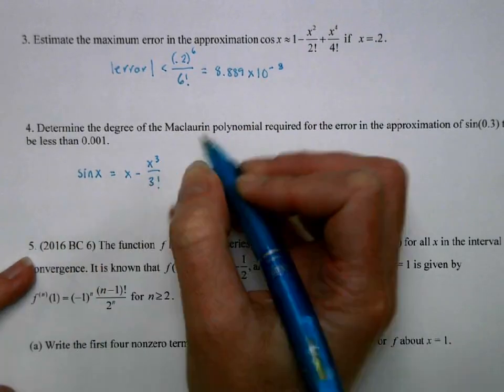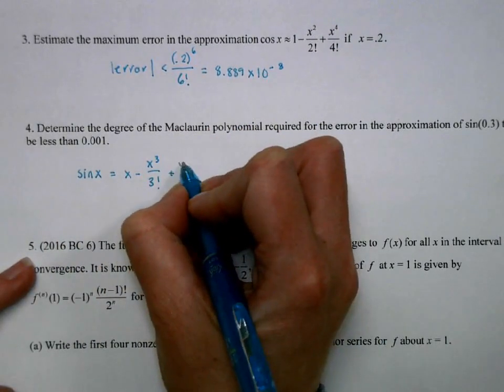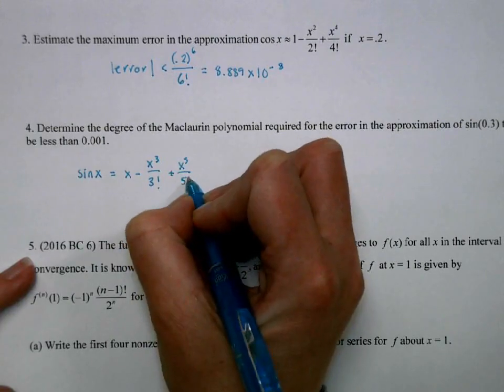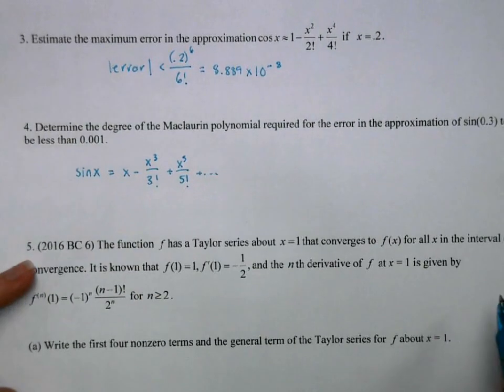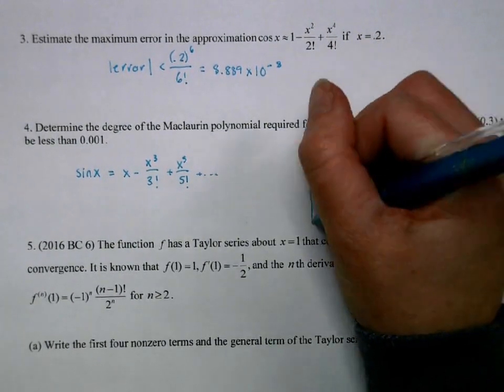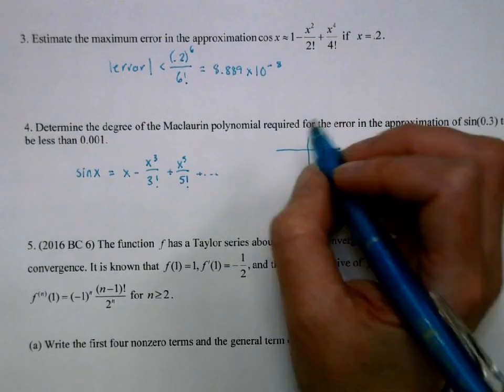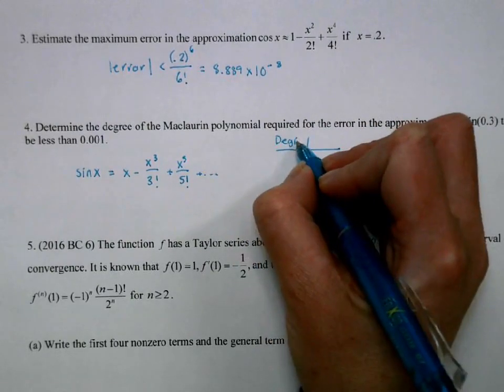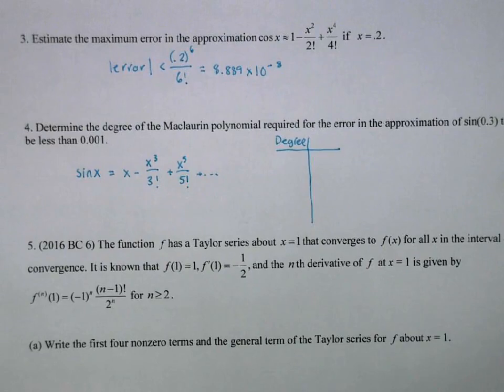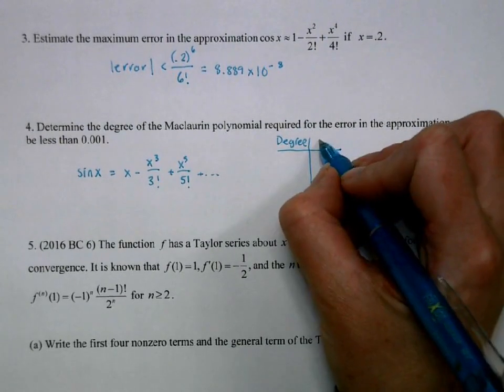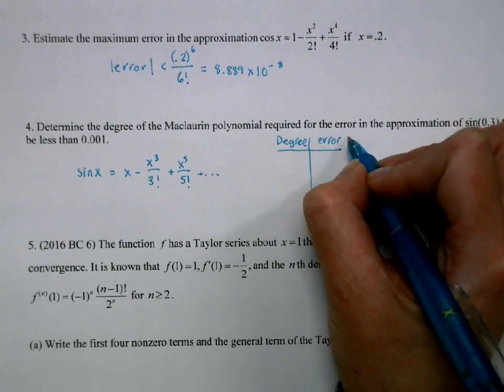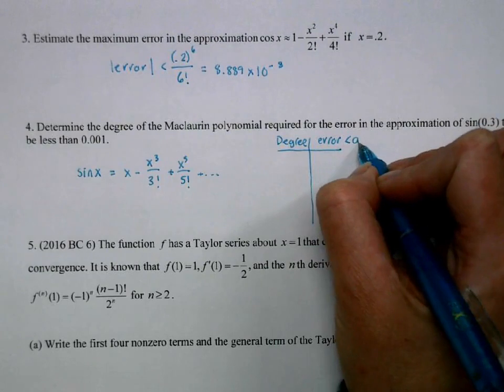So sine is our odds. Okay, so we're going to just create a table here. You can organize it however you want to. So the question wants the degree. Okay, and then I'll look at the error, which is going to be less than the next term.